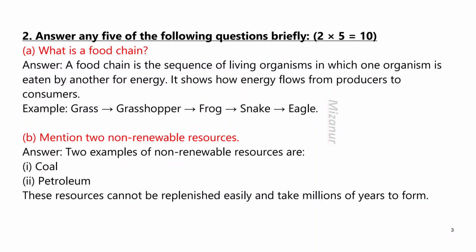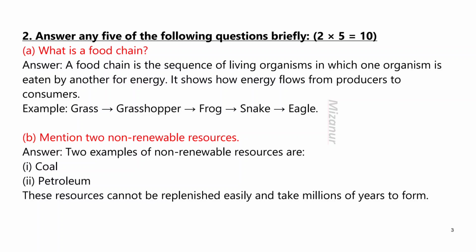Now 2 marks questions. Question A, what is a food chain? Answer, food chain is the sequence of living organisms in which one organism is eaten by another for energy. It shows how energy flows from one producer to consumer. Example, grass eaten by grasshopper, grasshopper eaten by frog, frog eaten by snake, and snake eaten by eagle.